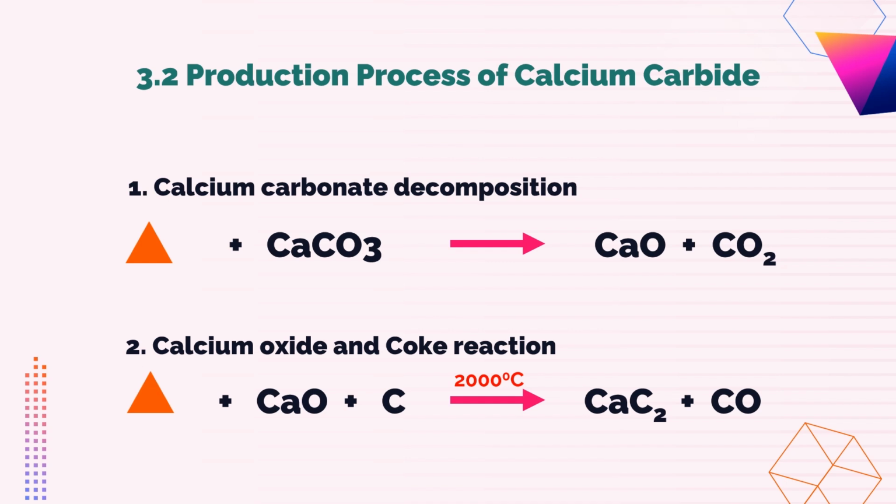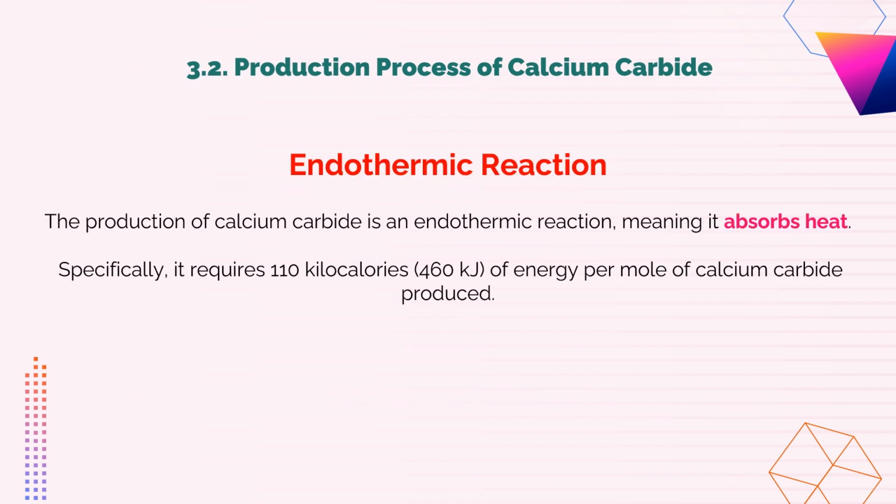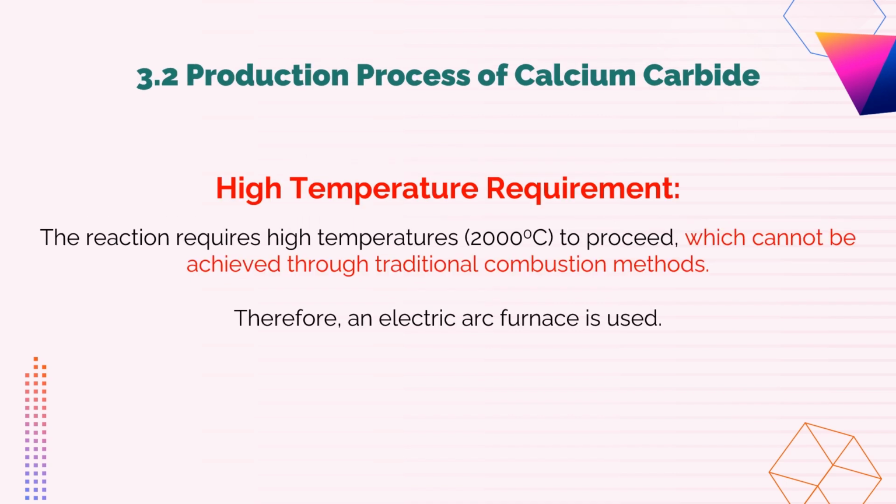In the next step, the calcium oxide and coke are heated to about 2000 Celsius in an electric arc furnace. This produces calcium carbide and carbon monoxide. This reaction is endothermic, meaning it needs 110 kilocalories of energy per mole and requires very high temperatures to remove the carbon monoxide. This method hasn't changed since it was invented in 1892.